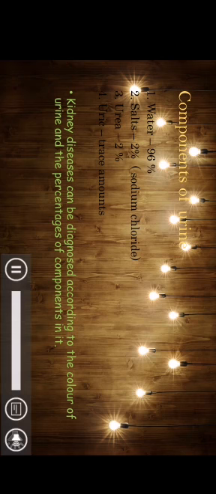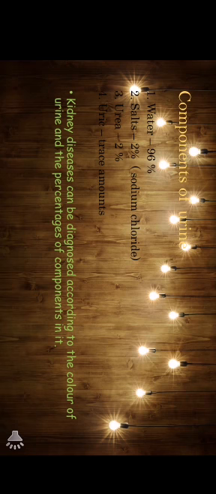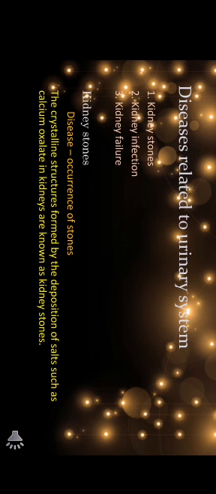Next I am going to explain about the components of urine. There are four components of urine: water, salts, urea and uric acid. Water is about 96%, salt is about 2% and urea is also about 2%. Uric acid is in trace amounts. Kidney diseases can be diagnosed according to the color of urine and the percentage.